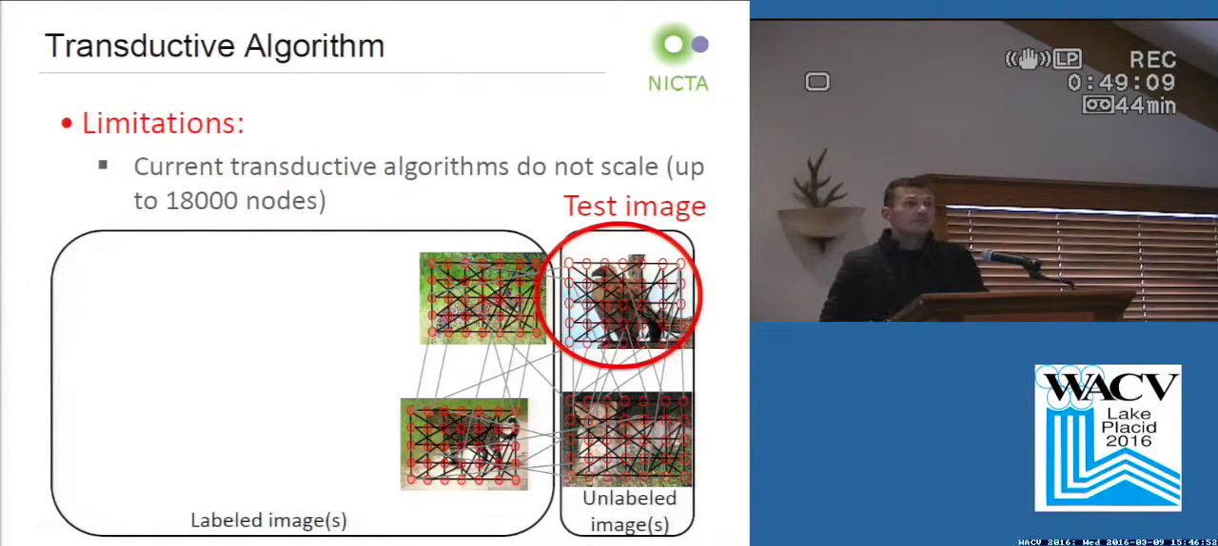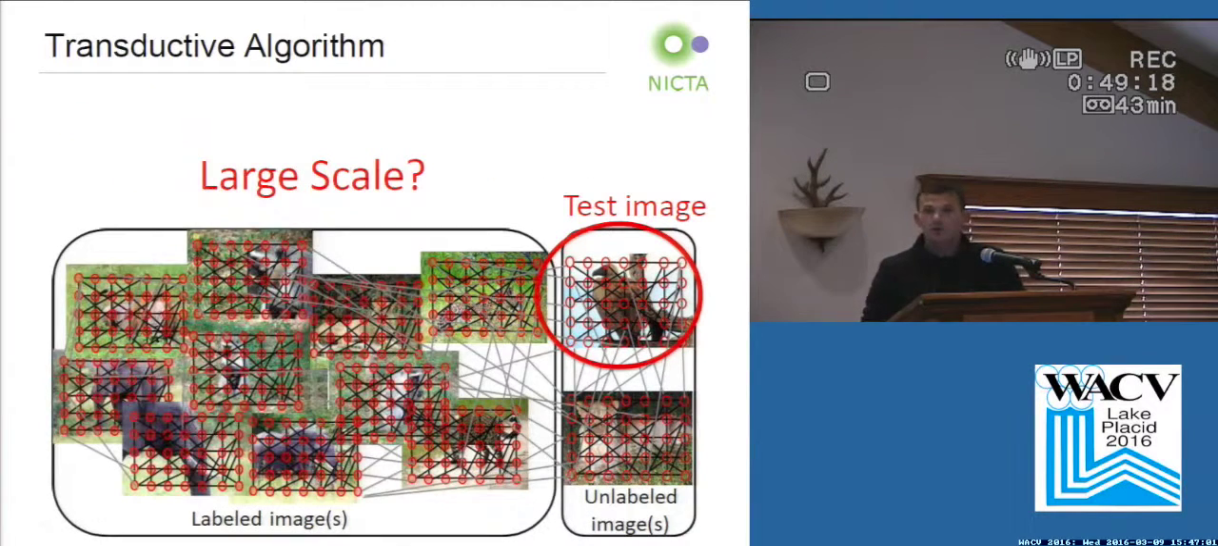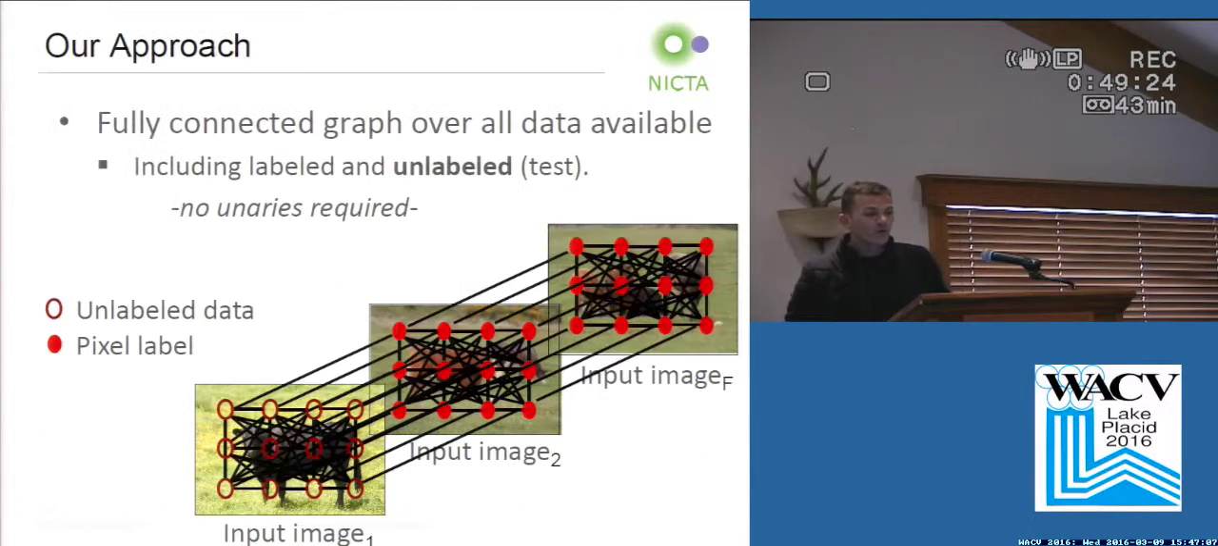One of the limitations of current approaches is scalability. The current state of the art is giving you results for up to a few thousand nodes. So the question is, what happens with larger scale data sets? Our approach basically constructs a fully connected graph over all the data that you have, labeled, unlabeled, test, training, whatever you have, you put it in a fully connected graph.